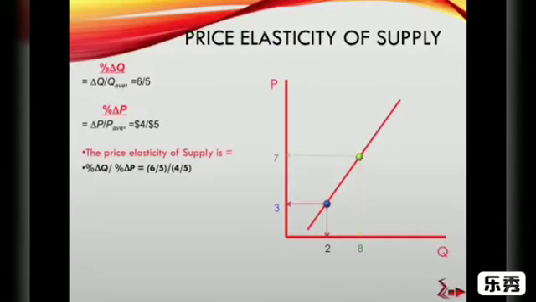So the price elasticity of supply in this case is equal to this equation here. And once you solve this equation, you have 1.5 as a measure of elasticity. Now, what you just calculated is the price elasticity of the supply function, but at what point?